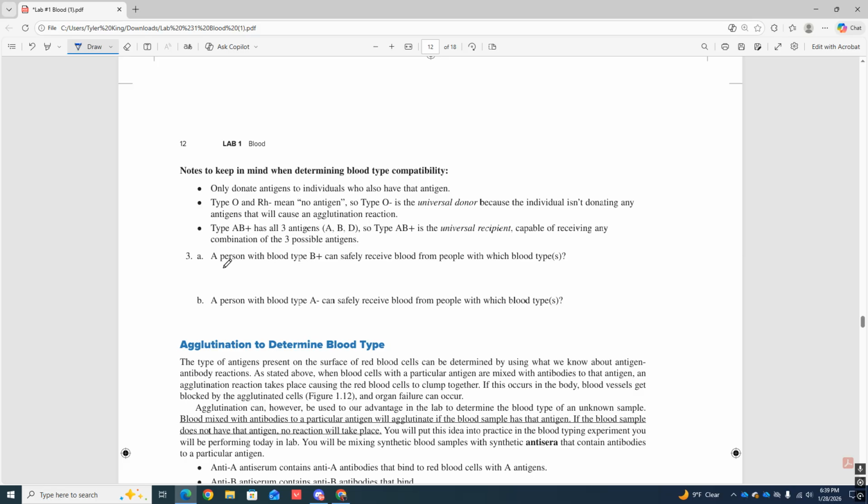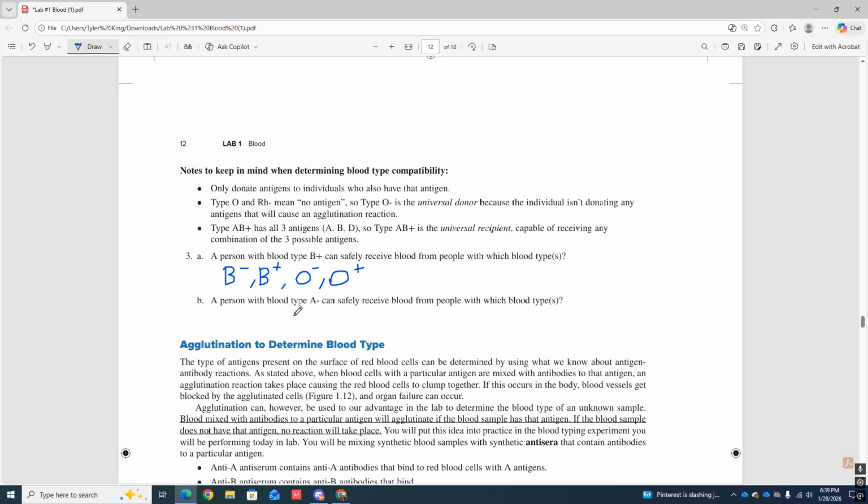That's the first one. So Bs, especially B plus, can receive from B minus, because remember, minus can donate to a positive. They can receive from a B plus, B positive. But they can also receive from O, because they're considered the universal donor, okay? So they can also receive from an O negative, or they can receive from an O positive, because positives can donate to positives too, okay? So these four blood types, all right?